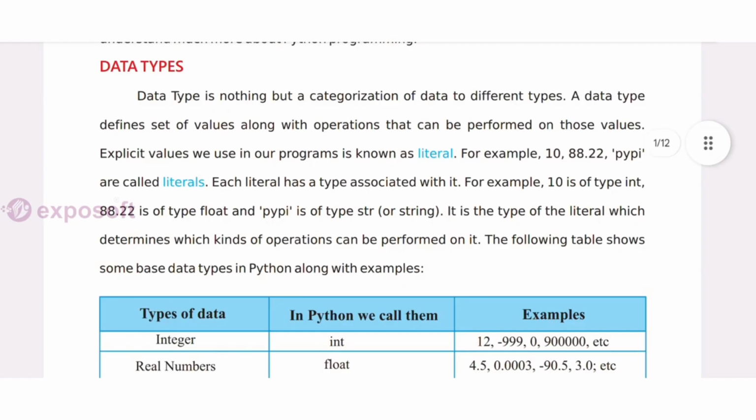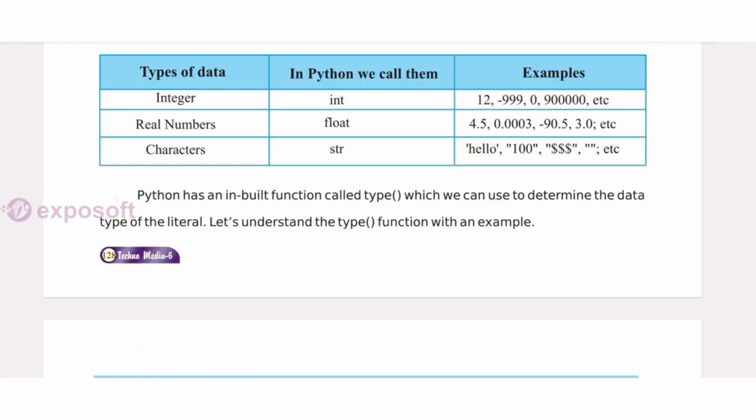Data types. A data type is nothing but a categorization of data into different types. A data type defines a set of values along with operations that can be performed on those values. For representing integers in Python, we call them int. For real numbers, Python calls them float, and for characters we represent them as str or string.